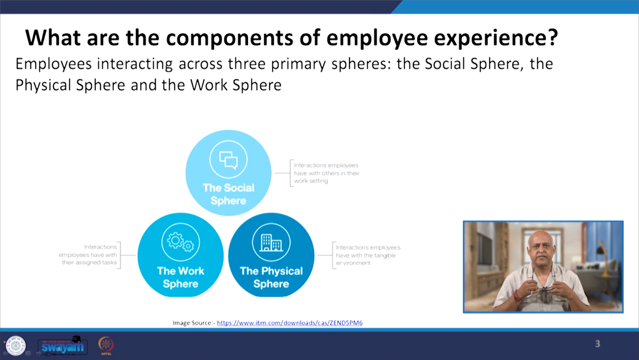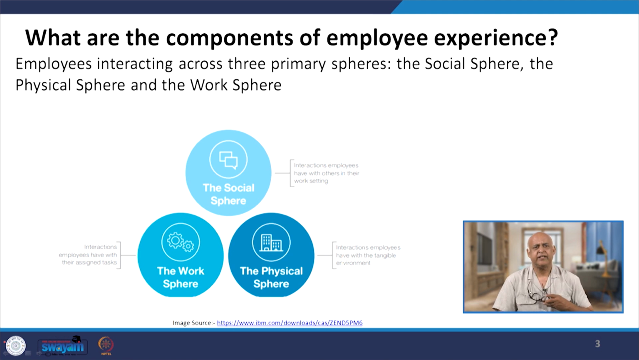So, there are different components of the employee experience, and these are basically based on 3 primary spheres: the social sphere, the physical sphere and the work sphere. The social sphere is the interaction employees have with others in their work setting, maybe with the superior, the subordinates, the colleagues, or with customers outside the organization, if the job profile is like that. The work sphere is the interaction employees have with their assigned tasks.